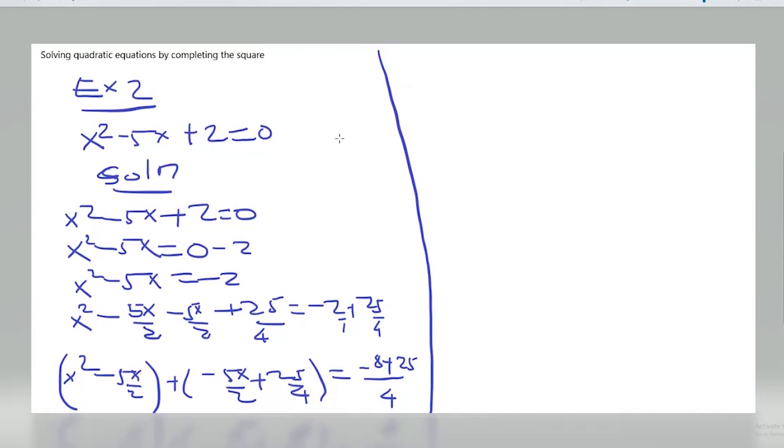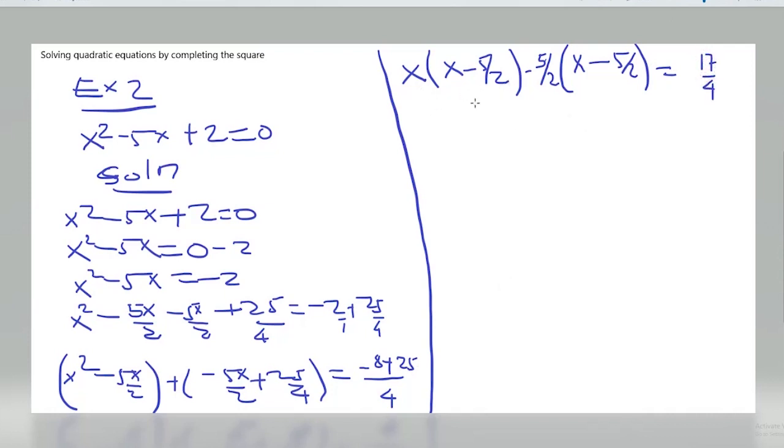Now from there, I can take x outside the bracket, then x will be x minus 5 over 2, then minus 5 over 2. Then here I'm going to have 5 over 2 outside the bracket, and inside the bracket I'm going to have x minus 5 over 2, which is equal to negative 8 plus 25 is positive 17 over 4.